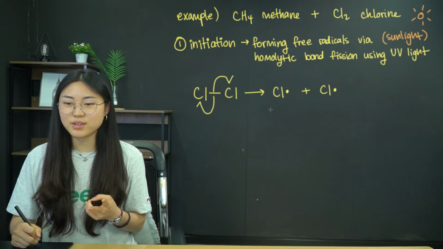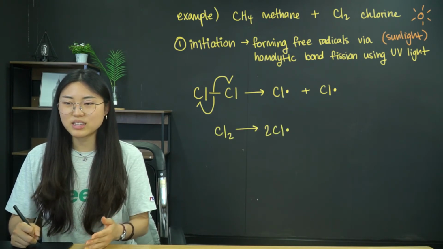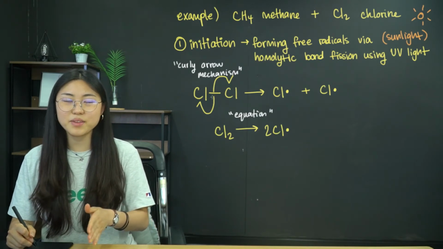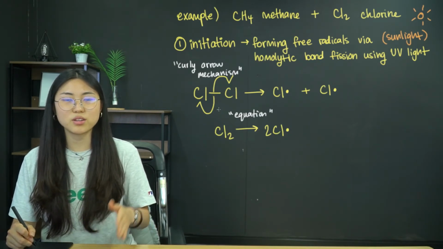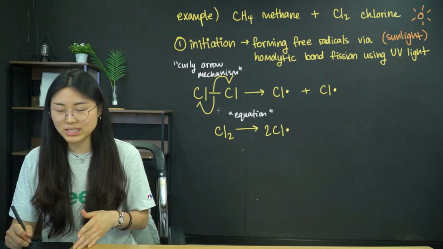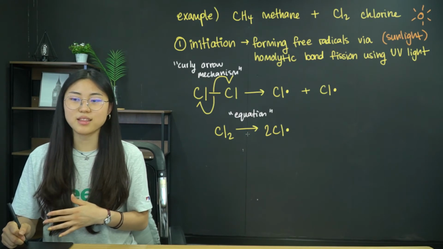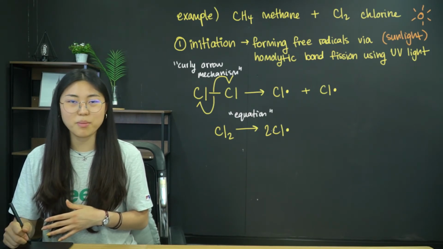You can also write the equation like that. The above would be called a curly arrow mechanism. When they ask you to draw a curly arrow mechanism, you need to draw something like this. If they ask you to write the equation, you should write something like the one shown on the bottom.